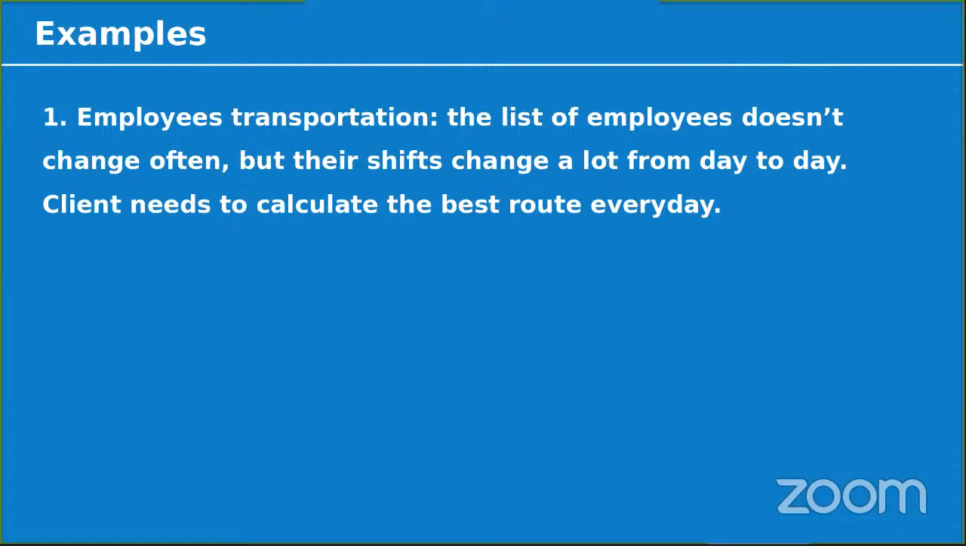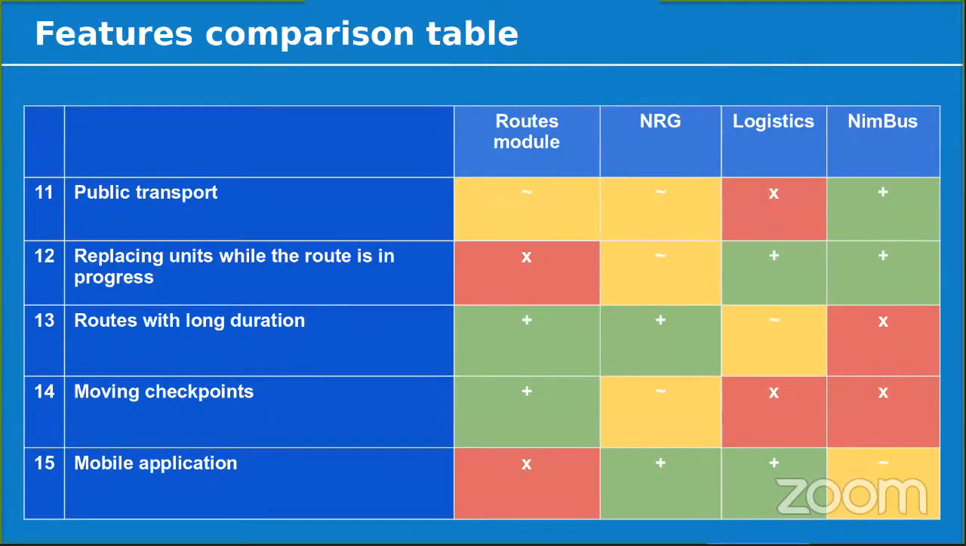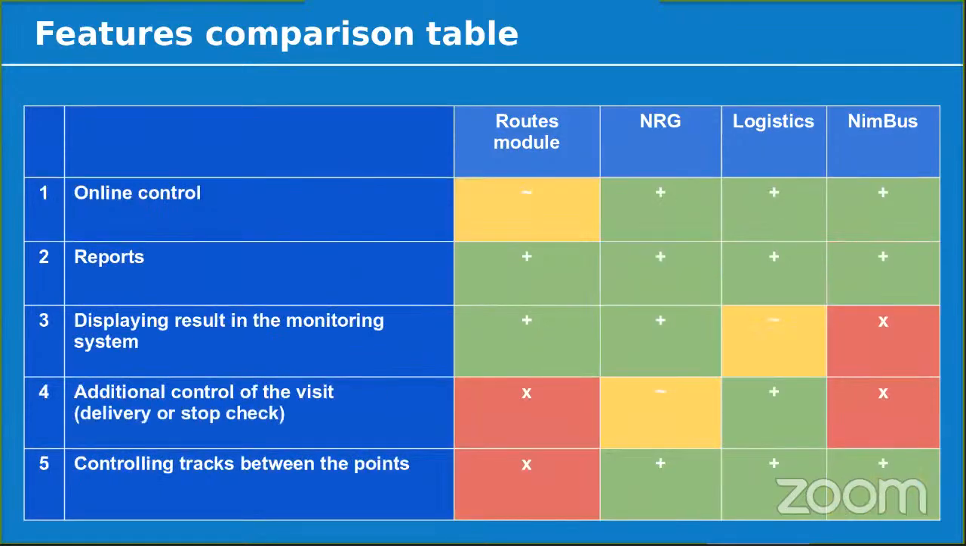So what do we have here? The first idea is to check criterion 11, because, well, we are talking about some buses with passengers, so it seems like it's public transport. Done. We'll take Nimbus. But wait, let's check other criteria. The client's request contained the control and calculation of the best way for every day. So the way between the points is criterion number 5. Yep. So we can control it. And as you can see, we can strike out the routes module with the help of this fifth criterion.